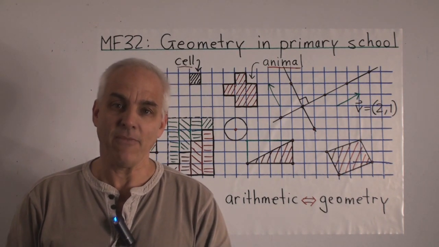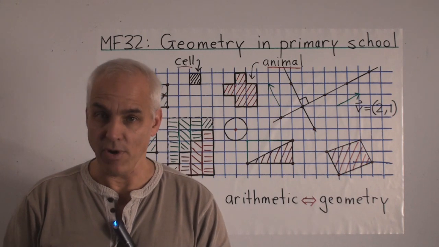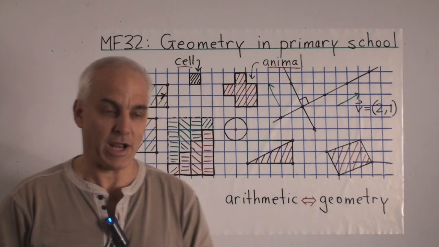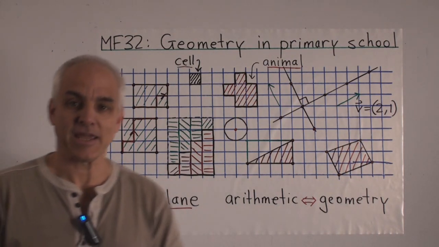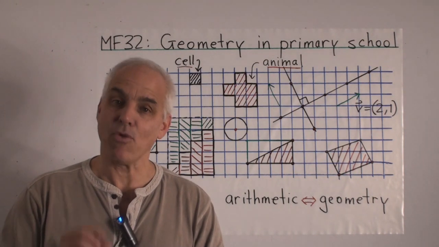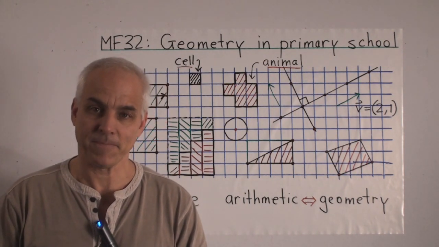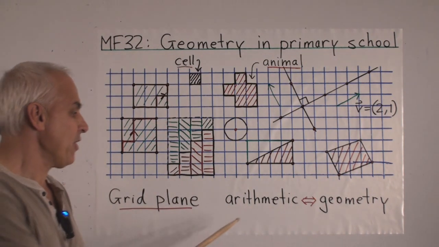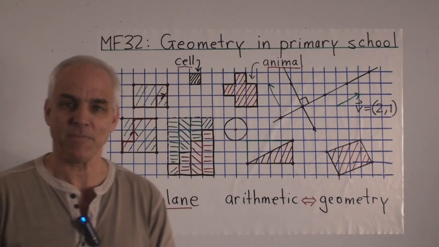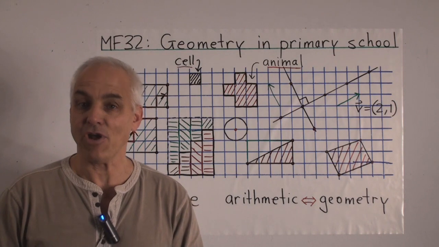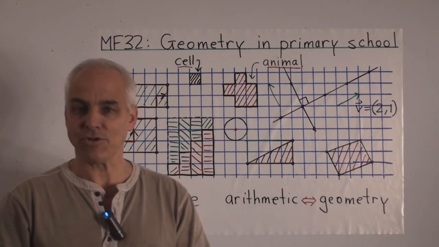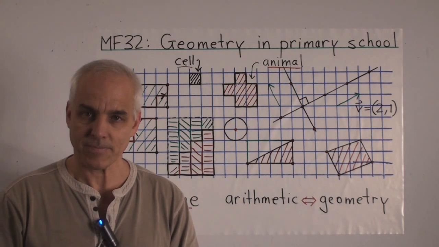Let's start by emphasizing a few main points. I think the use of graph paper, or what I call the grid plane, is a key point in making this subject more accessible and more clear to young people. It's also a great way of connecting the two subjects of arithmetic and geometry. These two naturally have lots of links, and a grid plane like this brings out those connections.